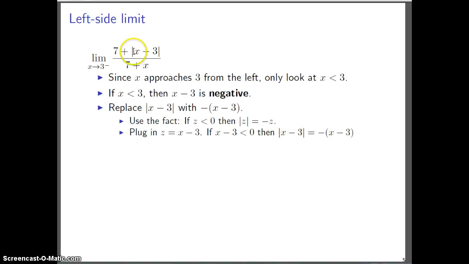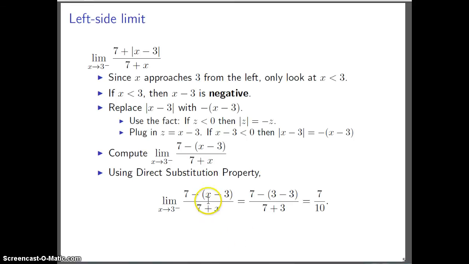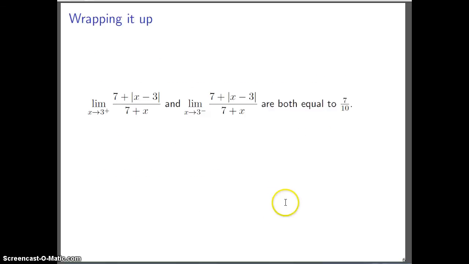So we'll rewrite this limit here, but the absolute value of x minus 3 is now going to turn into negative the quantity x minus 3. So we'll just do that: the absolute value turned into parentheses, but this plus had to turn into a minus because of that minus sign right there. Then to compute this limit, we just use the direct substitution property as before, because 3 is in the domain of this rational function. We can plug in 3 and get 7/10.